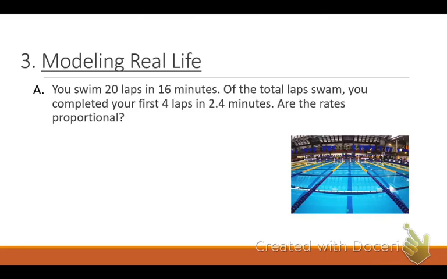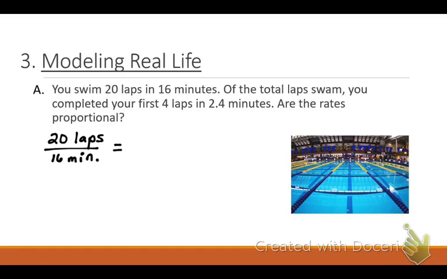For the next problem, it says you swim 20 laps in 16 minutes. Of the total laps swam, you completed your first 4 laps in 2.4 minutes. Are the rates proportional? Okay, so we got to see how we can figure this out by writing them in fraction form. The first thing it says, we take 20 laps. How long does that take me, class? 16 minutes. So we're just making it into a fraction, 20 laps for every 16 minutes. If it's a proportion, what do I need to do in between my 2 fractions? Put an equal sign. So let's go ahead and put our equal sign.